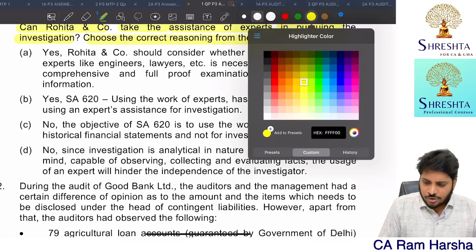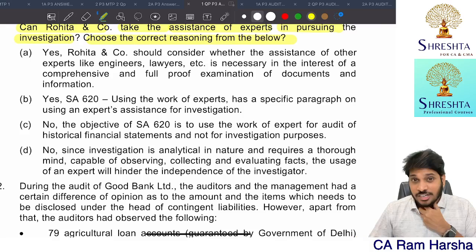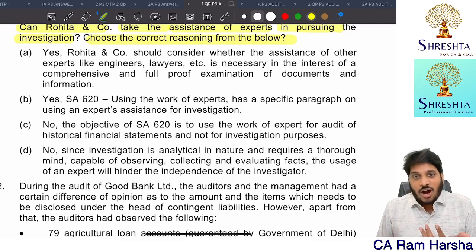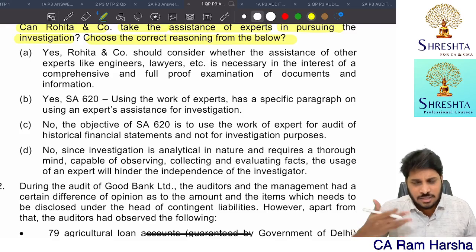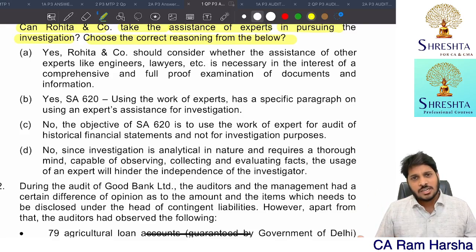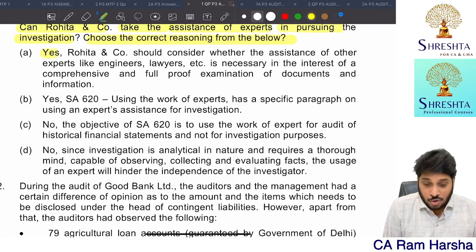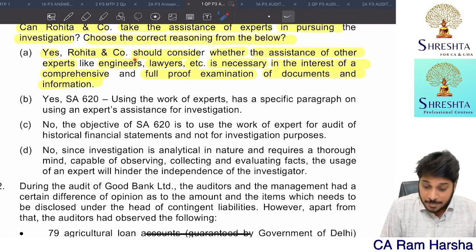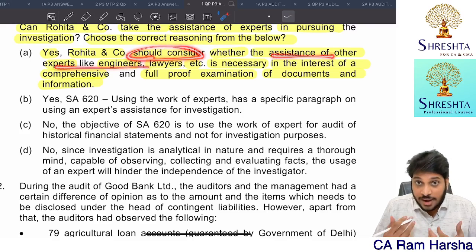First one. The answer is, of course, when you are conducting an investigation, forensic accounting, or due diligence, you can take help of experts. There is no hard and fast rule here that you should or should not take. It depends upon the person who is conducting this due diligence, investigation, or forensic audit. So yes, obviously, Rohita and Co should consider whether the assistance of other experts like engineers, lawyers, etc. is necessary in the interest of comprehensive and foolproof examination of documents. Yes, she must consider whether an expert is required or not.